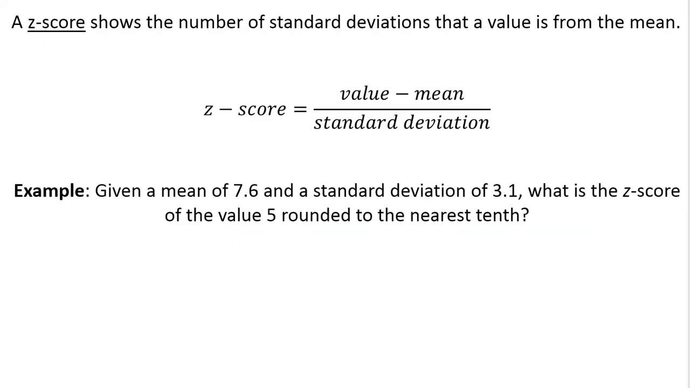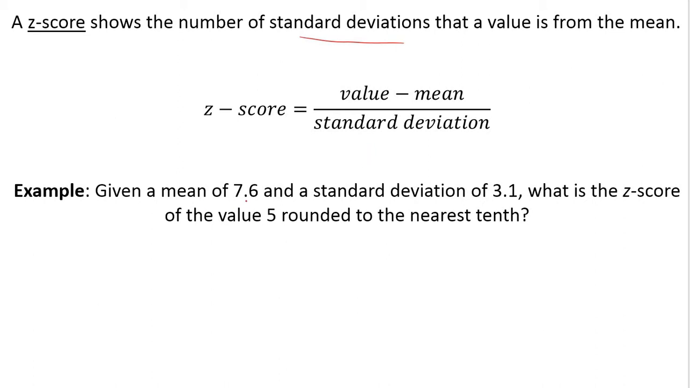Z-score, last thing I want to talk about. Z-score shows how many standard deviations you are from the mean. So we just have a little relationship for it. You take the value of the data set, whatever value you're looking at, minus the mean, divide it by the standard deviation. That gives you a Z-score. So the smaller the Z-score, the closer that value is to the mean. A Z-score of 0 would be right dead average.